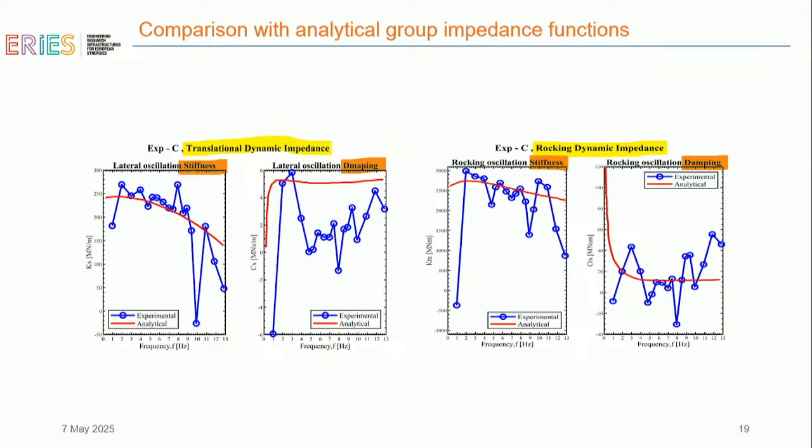One can make different comments, but one can say that the stiffness more or less is okay. So we are able to capture the stiffness properly, here and here, the translational stiffness and the rocking stiffness. Obviously, there is a problem in damping. So the lateral oscillation damping and the rocking oscillation damping, there is a problem, especially for the lateral case.